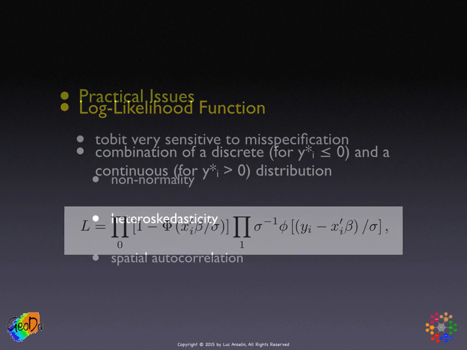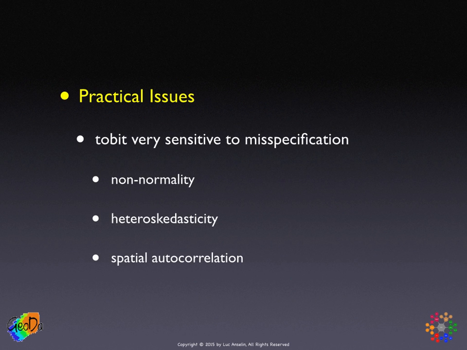One thing to keep in mind for the Tobit model is that it is very sensitive to misspecification. And this is important in practice because the assumption of normality is a tenuous one in many social science applications where we deal with highly skewed distributions. So right there, we're in trouble. Heteroscedasticity causes problems as well. And of course, spatial autocorrelation does as well.